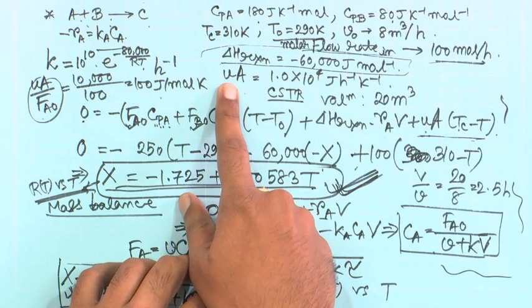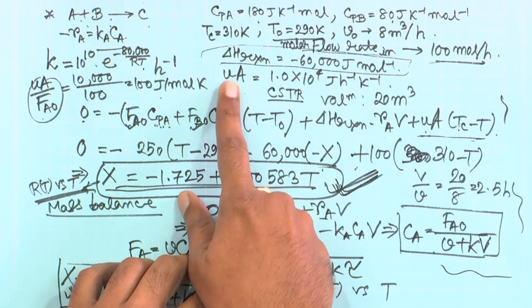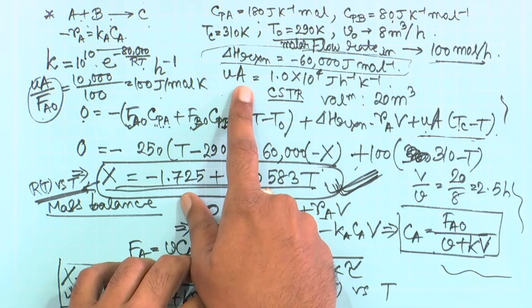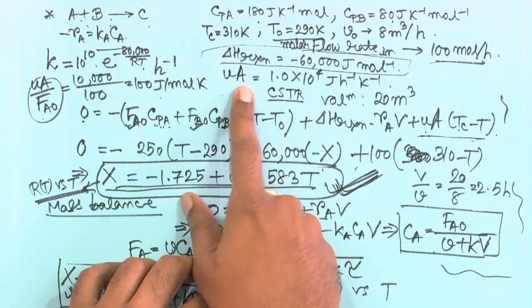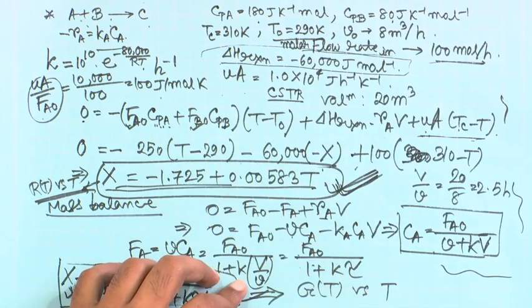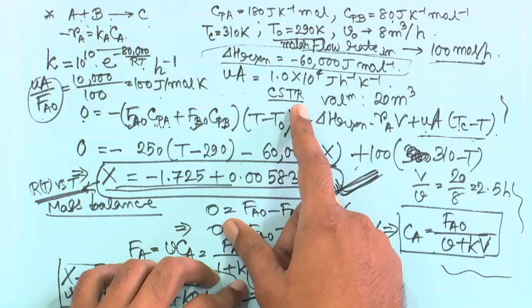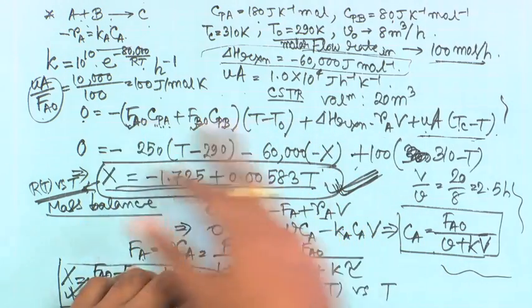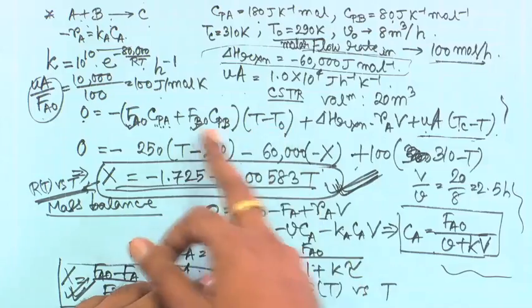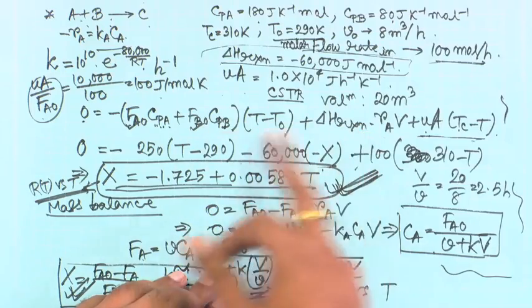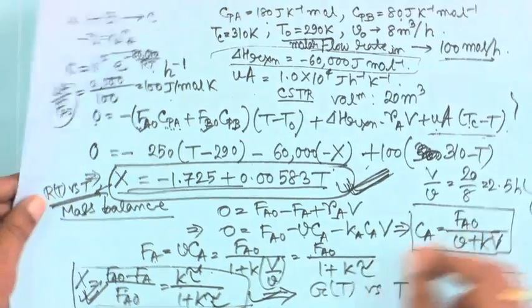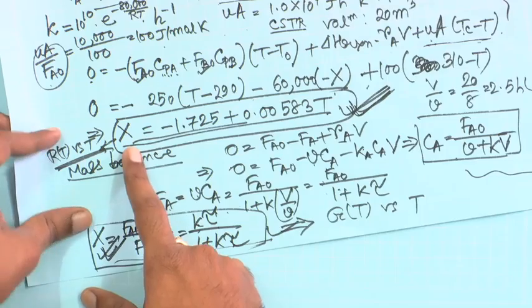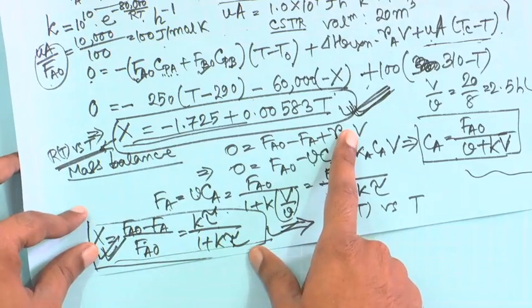If you remember, U is basically the heat transfer coefficient of the material of construction of the reactor, and A is basically the area over which the heat transfer occurs. CSTR volume was also given. So, the question was to find the steady state operating conditions, and we used this energy balance equation in the steady state for CSTR to find out x, that is the conversion, as a function of temperature directly.